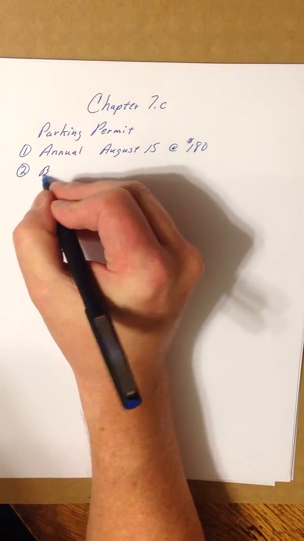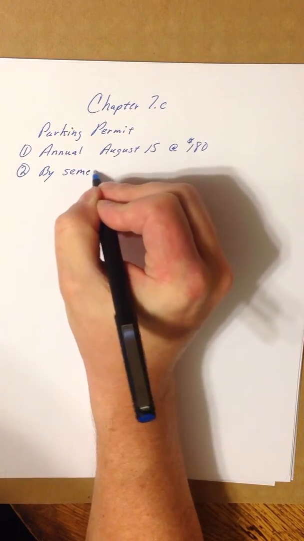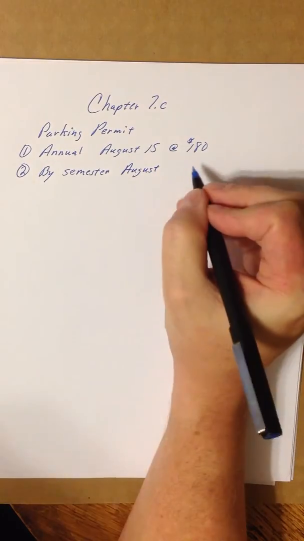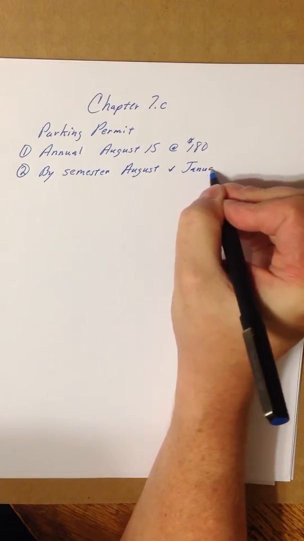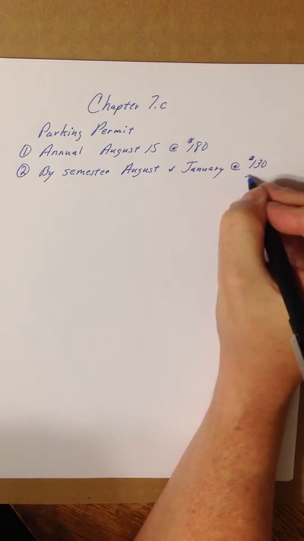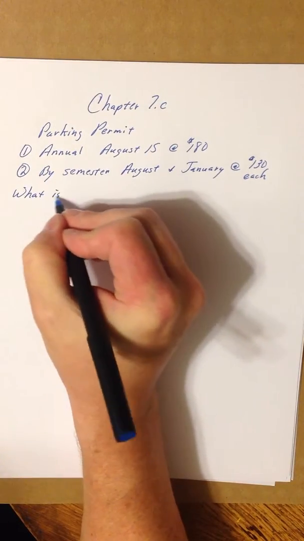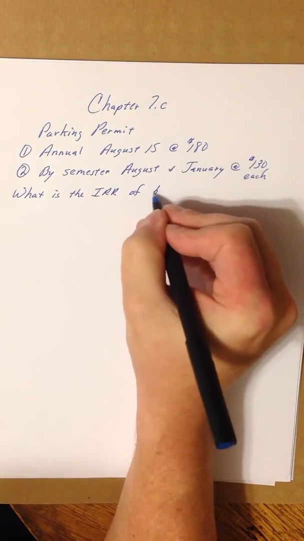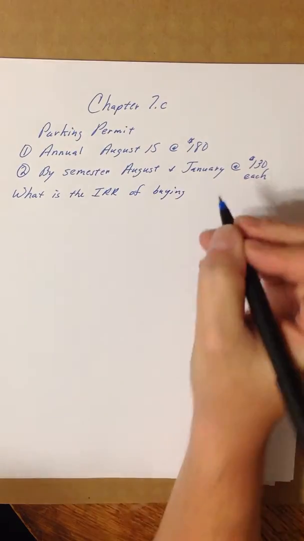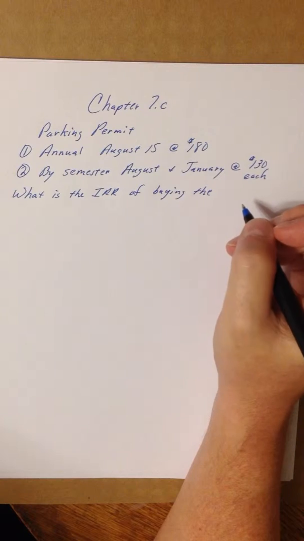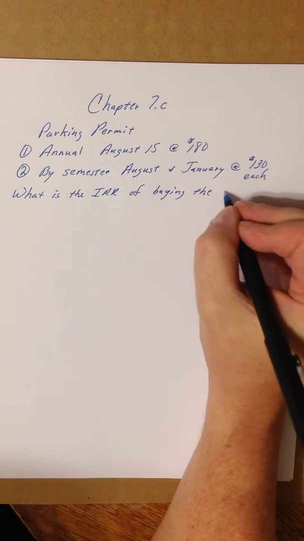So what you can do is pay by semester, and that would occur in August and in January. And at each point it is $130 each time. So the question that we have is, what is the internal rate of return of buying the permit?